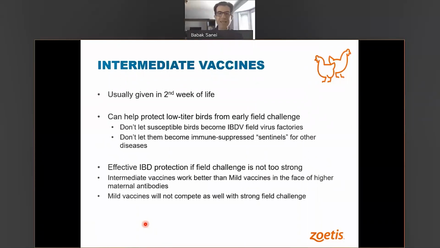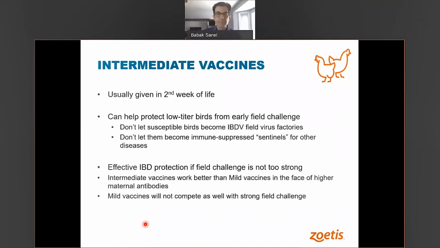These are different brand names that I'm mentioning here, but these are intermediate vaccines. You need to give them in at the broiler farm, usually around 2 weeks of age. Obviously, there's a 21 days withdrawal there, so you have to consider that one. These vaccines are stronger, less neutralized, but still neutralized by maternal antibodies. But at that age, your maternal antibodies are also declining.